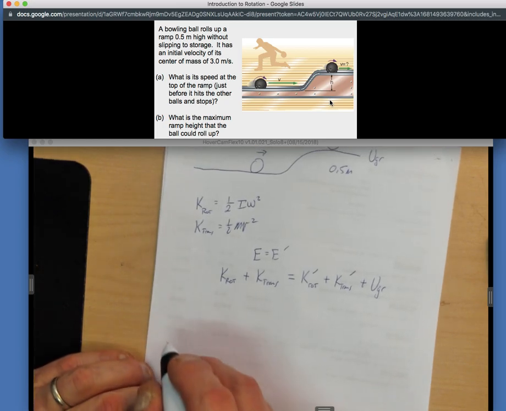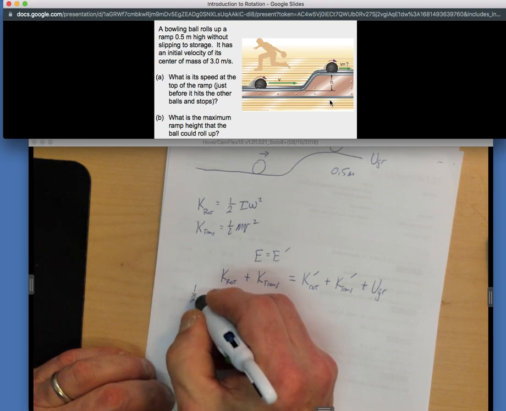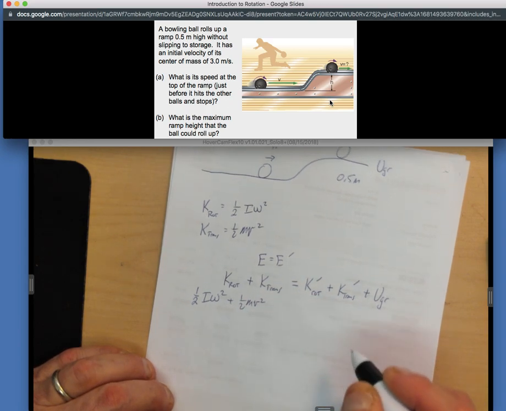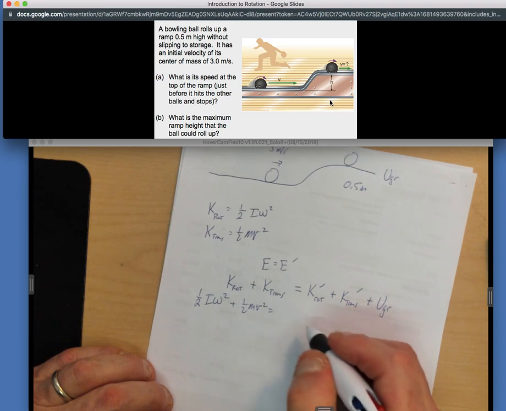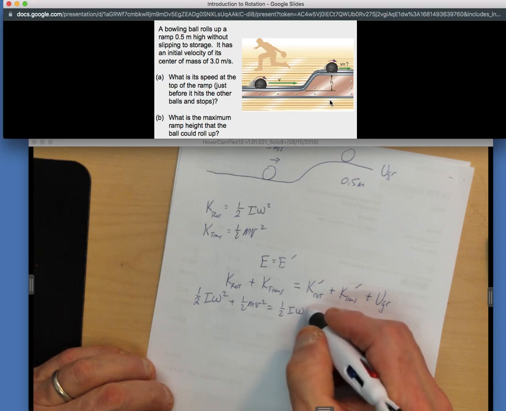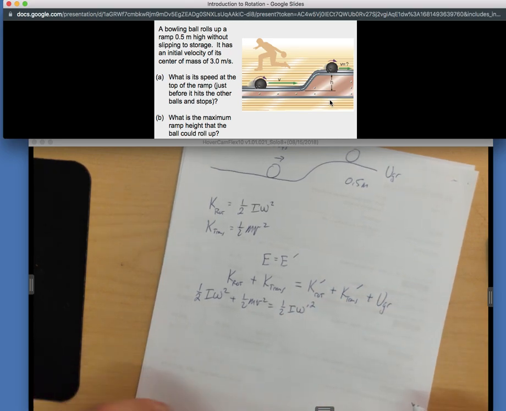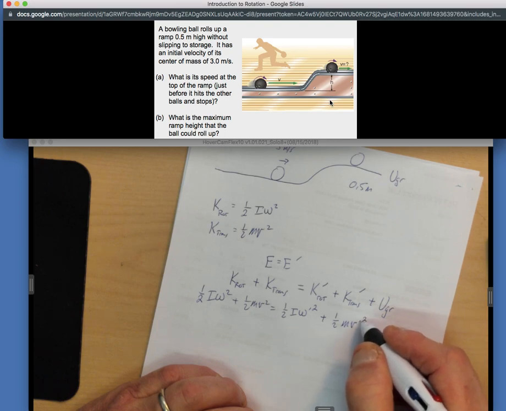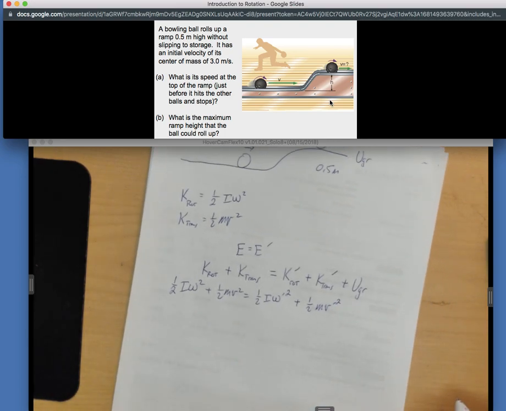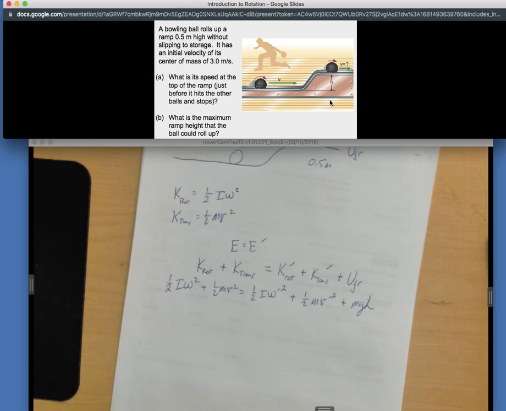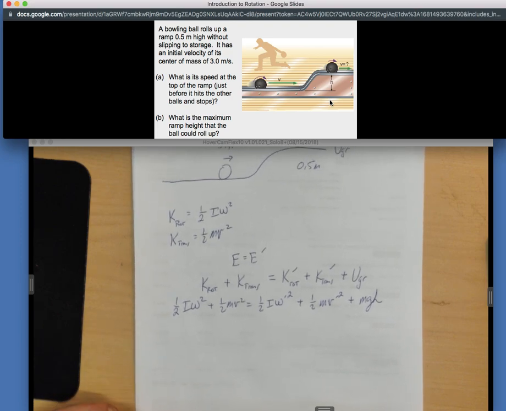Okay, this looks like a mess. Oh boy, here we go. K rotational plus K translational: 1/2 I omega squared plus 1/2 mv squared equals 1/2 I omega prime squared, that's K rotational after the roll up the ramp, plus 1/2 mv prime squared, that's the translational velocity as it glides along up top, plus mgh. Boy, I've got m's and omegas. I'd love to make those m's go away, especially because they didn't tell me the mass of the ball.